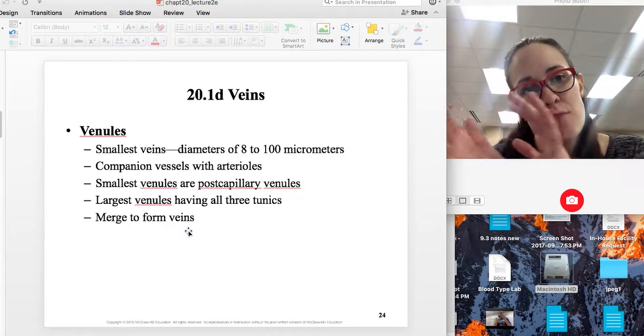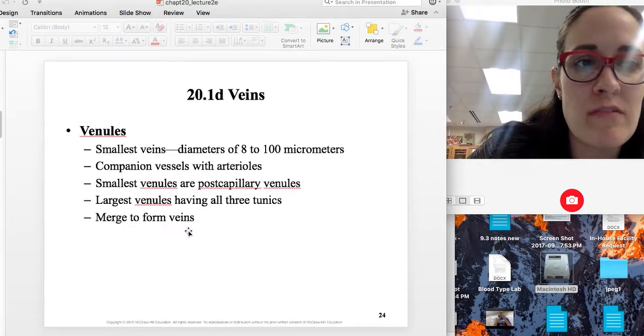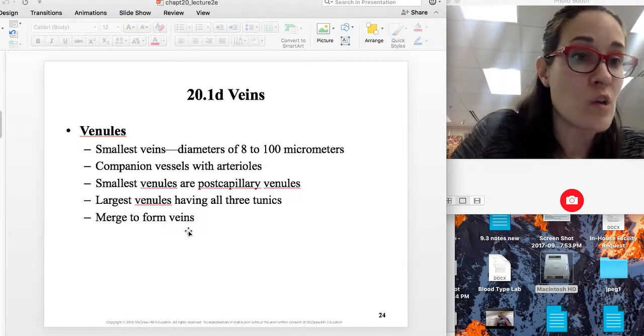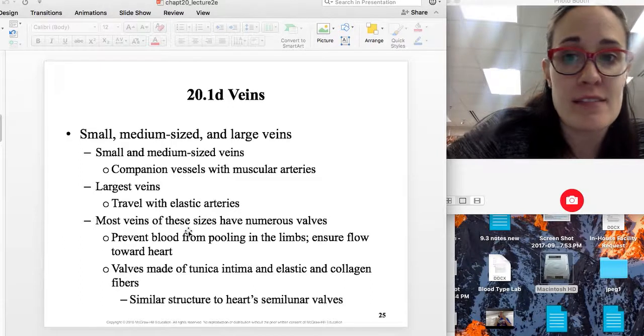So now we're moving along our pathway. We're on to the venules. These are small veins that receive blood from the capillary beds. And they're receiving blood that is low in oxygen. And they merge to form veins.